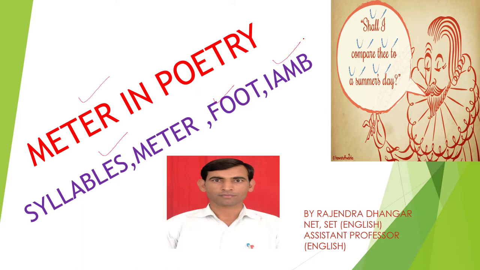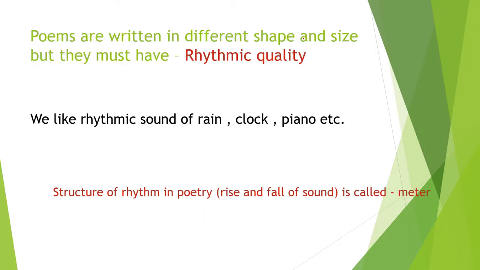So let's start. We read poems and we like poems. Poems are written in different shape and size. Some poems are short and some poems are long. But all the poems must have a rhythmic quality. We like the music of the poetry, the rhythm of the poetry, as we like the rhythmic sound of rain, clock and piano.